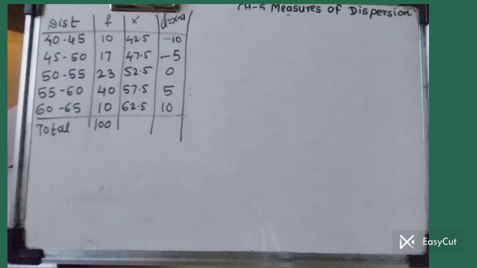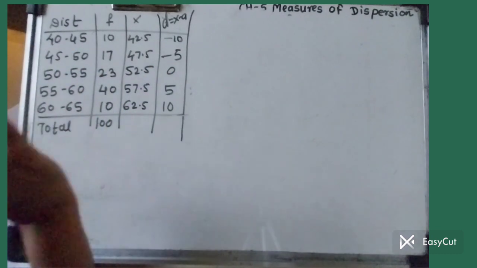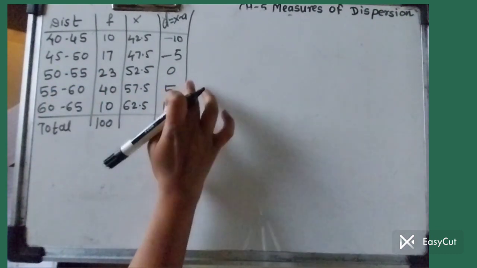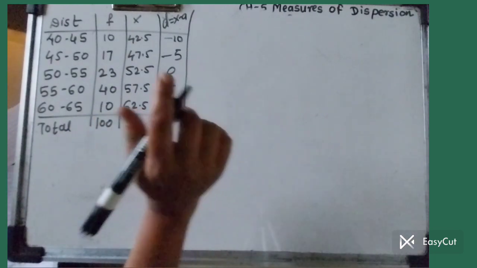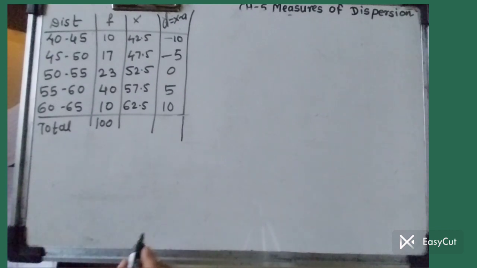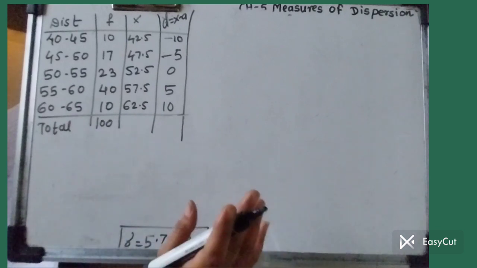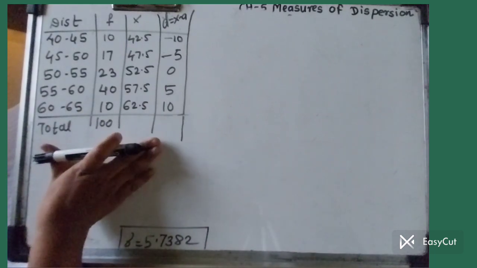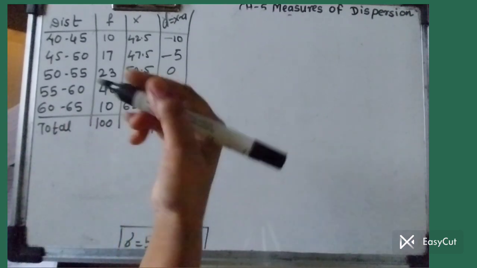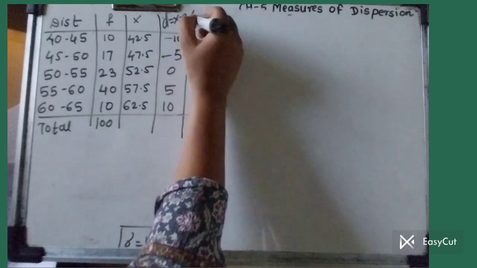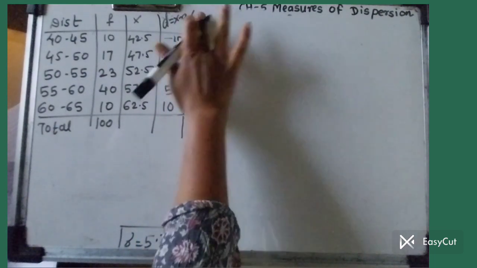Okay. See, same problem, same data. We solve it by step deviation and check whether the answer is the same or not. The previous answer is 5.7382. Okay, sigma is 5.7382. Only the technique, only the method is changed. So up to this deviation d equal to x minus a, steps are the same. So next is what? I write here d dash.